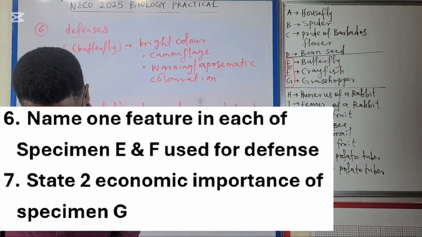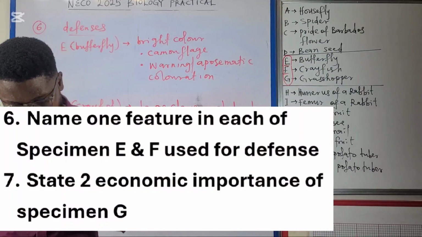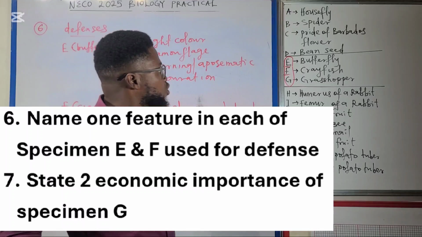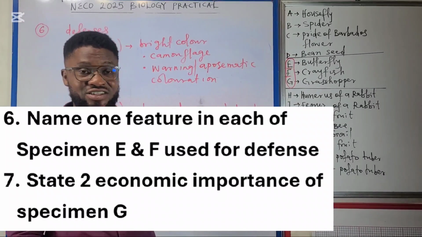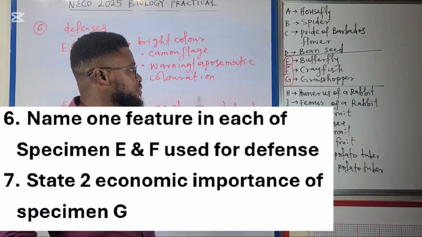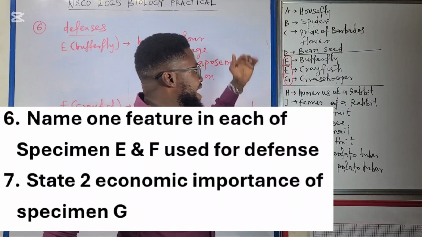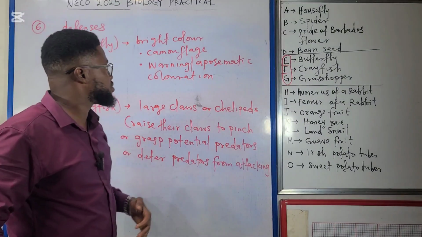So moving on to question 6, it says name one feature in each of specimen E and F used for defense. What are the features in E and F that are used for defending the organism? What characteristic does specimen E and F have that they use in defending themselves against potential predators?